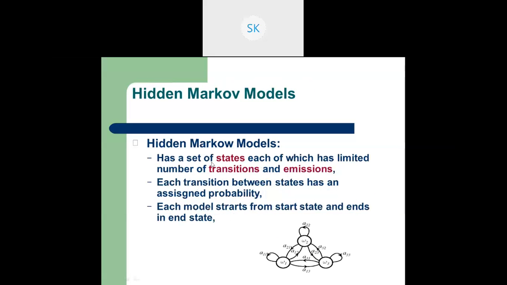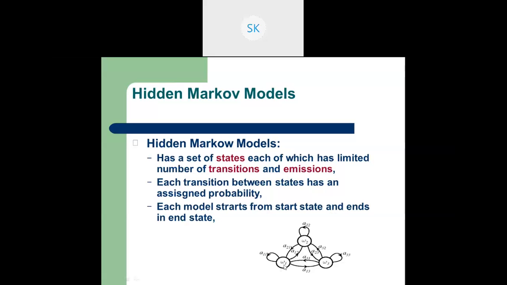So it has states, each of which has a limited number of transitions and emissions. Each transition between the states has an assigned probability, and each model starts from a start state and ends in an end state. So, that is the hidden Markov model.